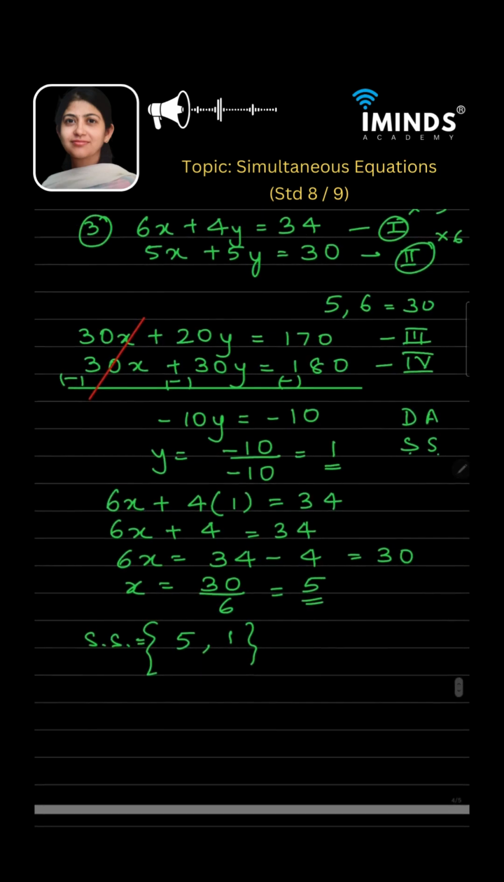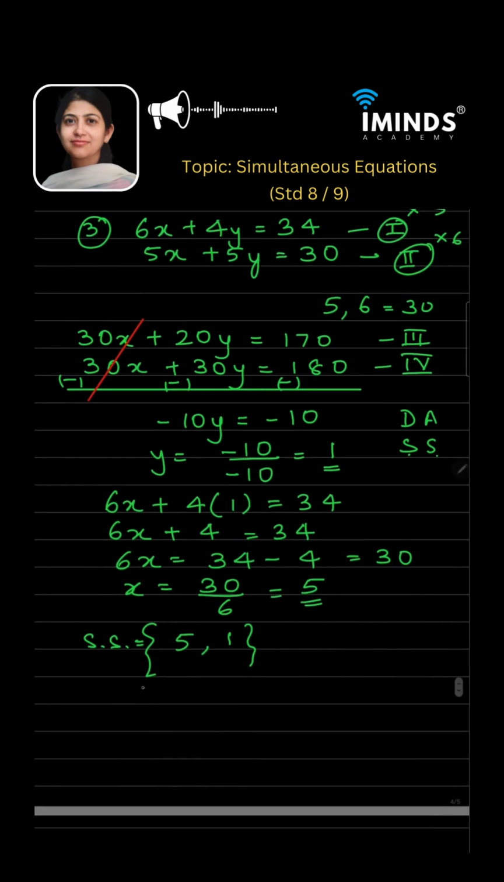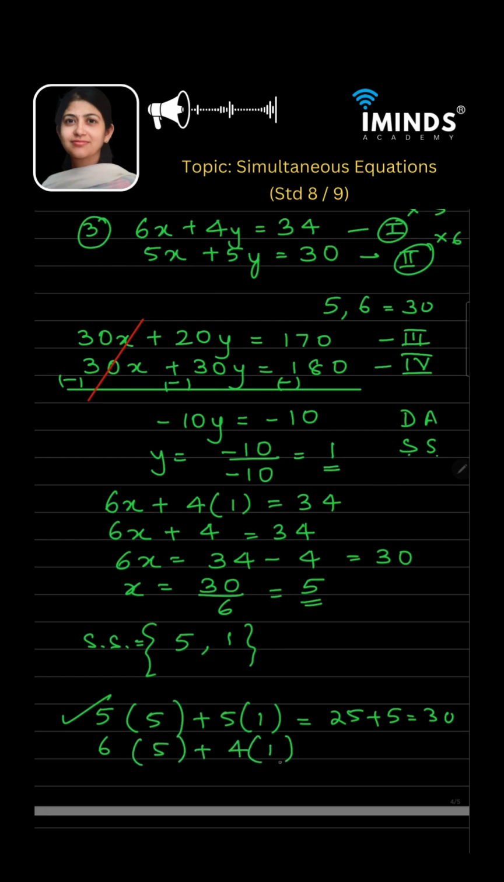Okay, you can even cross check whether this is working for both the equations or not. Chalo, let us cross check for the second one equation. Second equation क्या है? 5x, so 5 into 5 plus 5y, 5 into 1 is equal to how much? 25 plus 5, that is 30. So है ना, ये थर्ड इक्वेशन के लिए करेक्ट हो गया. फर्स्ट इक्वेशन में भी डाल के देखो, अभी फर्स्ट इक्वेशन 6x plus 4y is equal to 30 plus 4, 34. Correct? So even first equation is satisfied. It means that our solution set is correct. Okay.